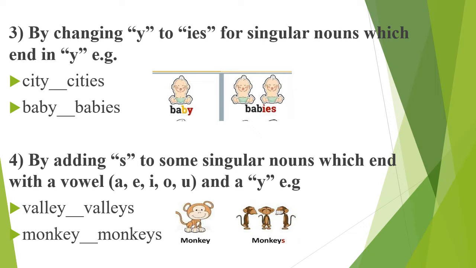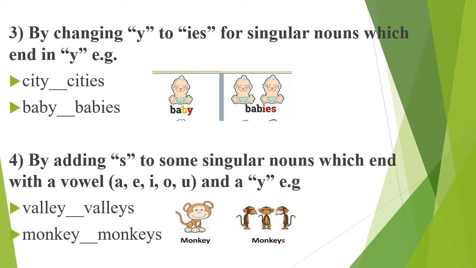The fourth way to make plural nouns is by adding s to those singular nouns that end with a vowel and y. For example, boy, boys, valley, valleys, monkey, monkeys. Look at these singular nouns, students. They end with a vowel and y. So when we make their plural, we will only add s next to y. We will not remove y.